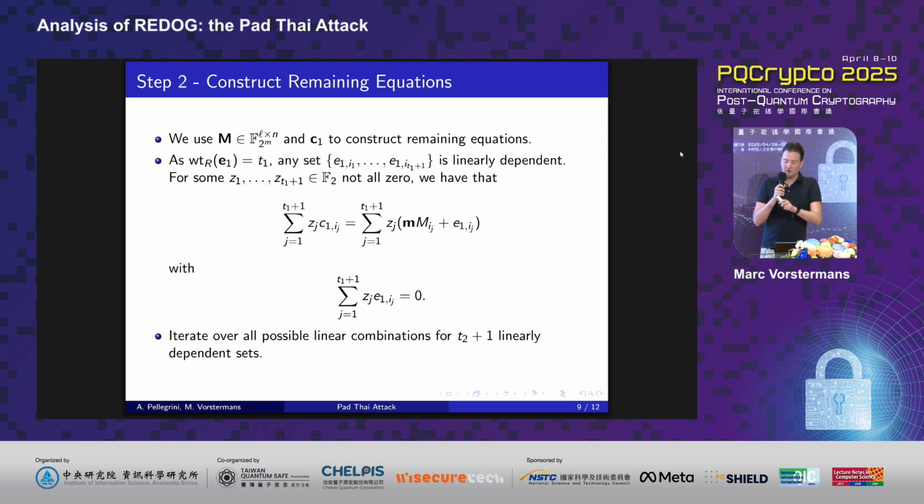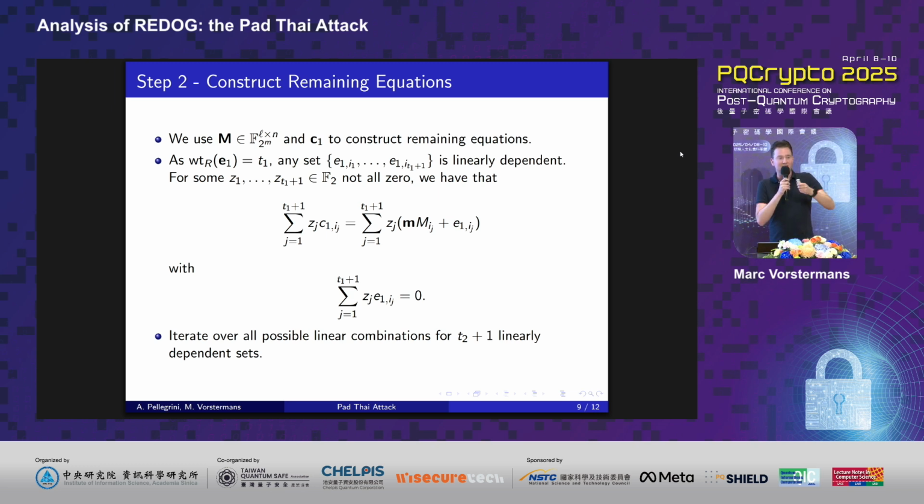We know that the rank weight of E1 is equal to T1. That means that if we take T1 plus 1 elements from the error vector, then that set must be linearly dependent. So there must exist some linear combination of these elements so that the error term will vanish. If we add equations according to that non-trivial combination of zi's, then we obtain some equation that is error-free again. Now we are going to repeat this process for each equation that we still have to add to our system. So we would need T2 plus 1 extra equations.